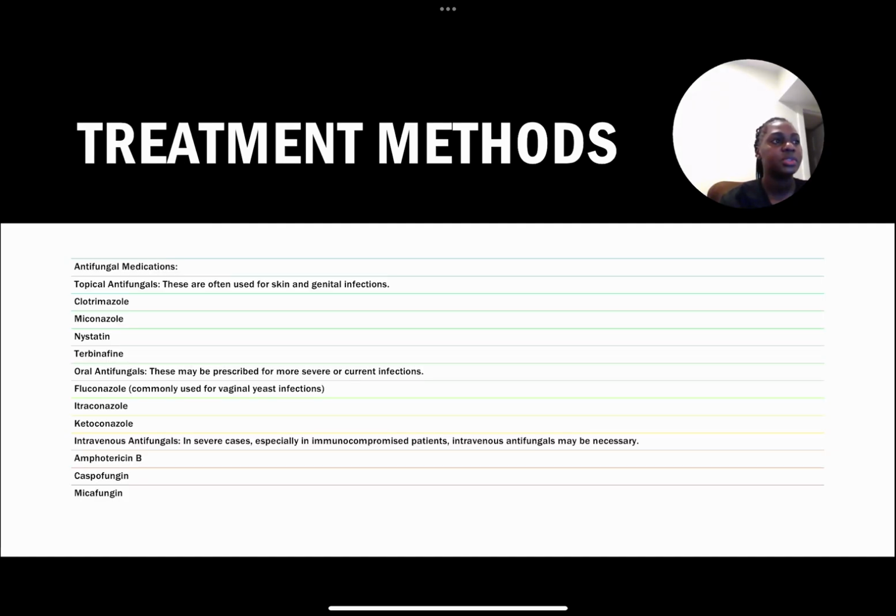These are some treatment methods, like antifungal medication and topical antifungals. These are often used for skin and genital infections. You have your oral antifungals and your capsules, basically little treatments that can help.